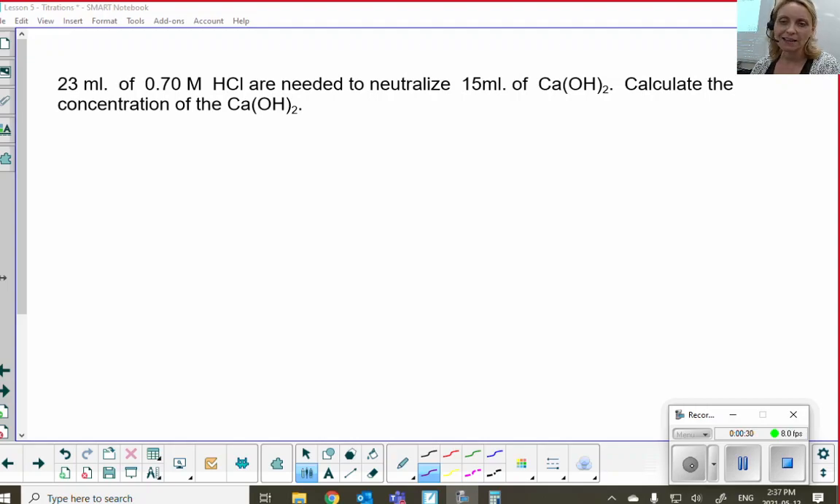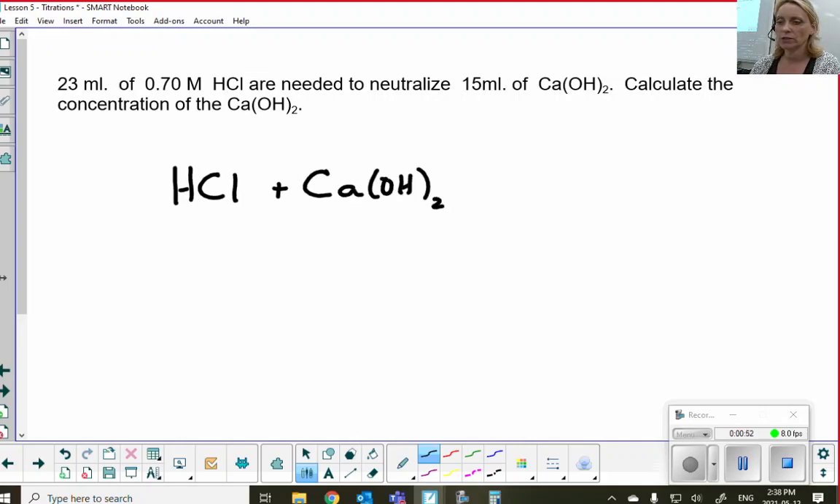I can see that I know my volume and my molarity for my HCl. And I know my volume of the base, but I don't know what its concentration is. So anytime we have to do any kind of a question like this, our first step always has to be to do a balanced equation. And so here I'm writing the balanced equation, hydrochloric acid plus calcium hydroxide.